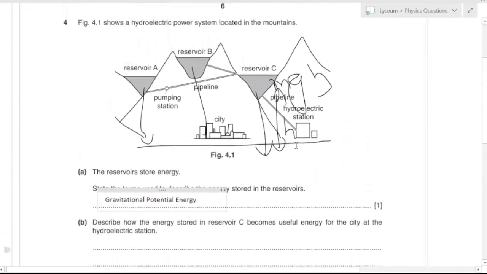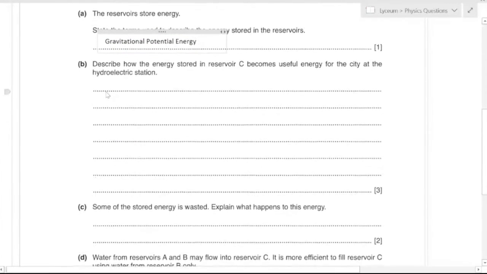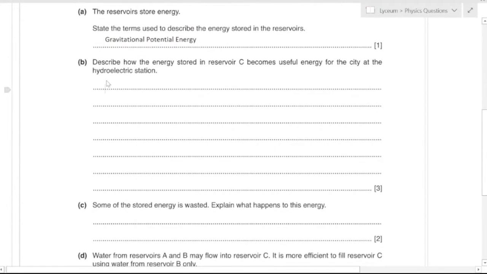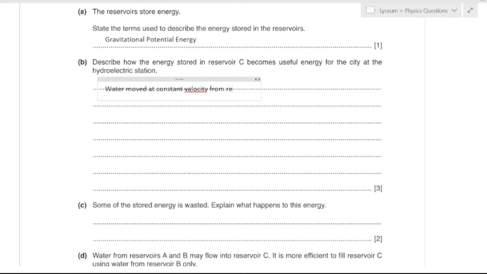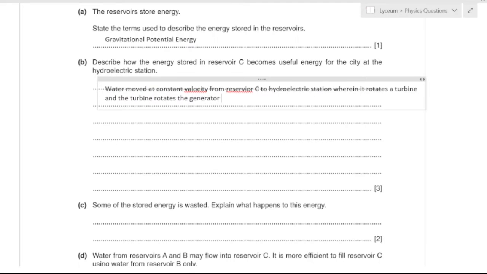So the process can be written as: the first thing that happens is water moves at constant velocity from reservoir C to the hydroelectric station, wherein it rotates a turbine, and the turbine rotates the generator, and the generator produces electricity.